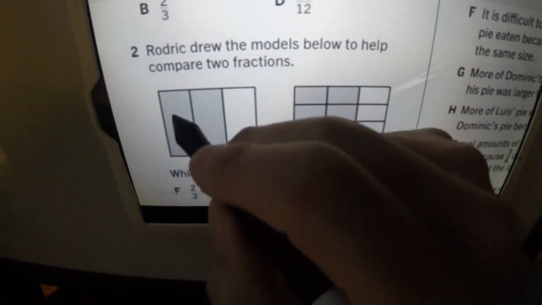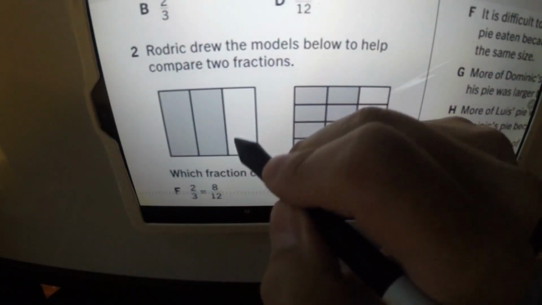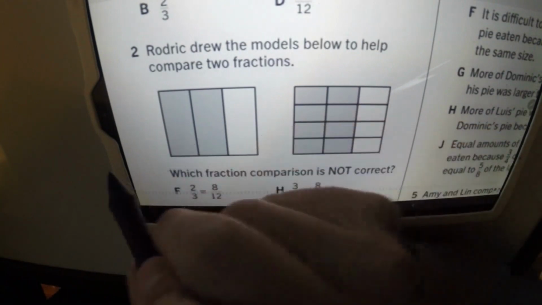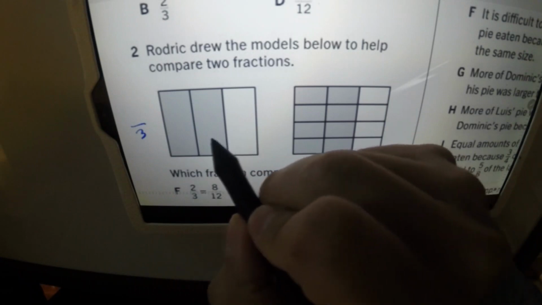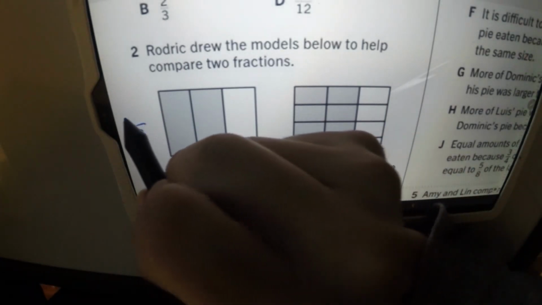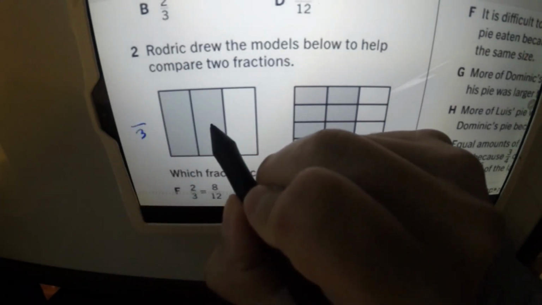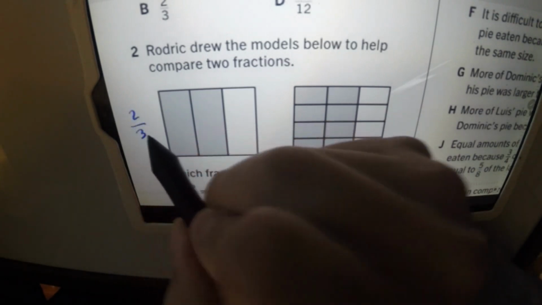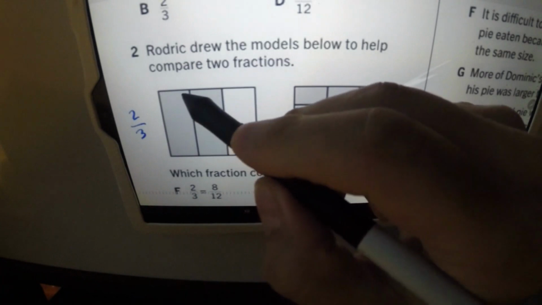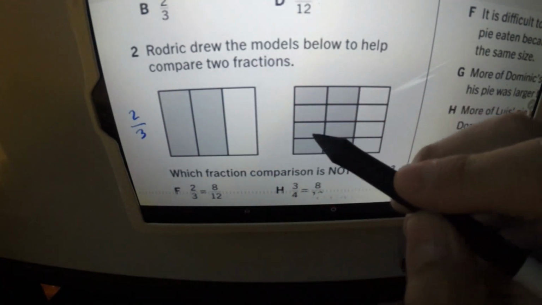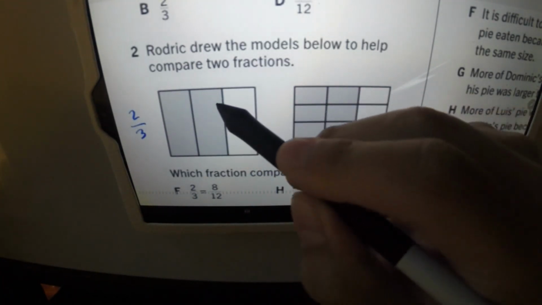So 1, 2, 3, three total sections in this one. That's the bottom number, the denominator. The top number is how many are shaded. So let's count them: 1, 2. So 2 out of the 3 are shaded, right? So that's 2/3.